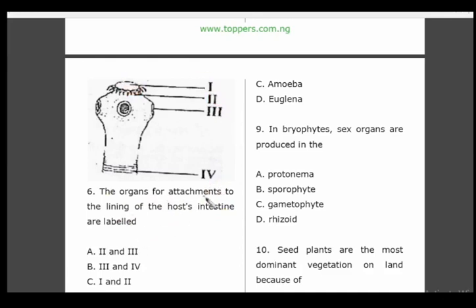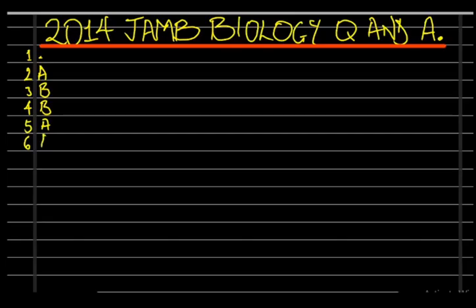So what are the organs of attachment for this particular substance? It is a parasite. So how does it affix itself to its host? It makes use of some of these organelles. So which ones does it make use of? It makes use of Roman numeral 3 as well as Roman numeral 2. So those are the parts that it makes use of. So that is option A. Option A is the part that it makes use of to attach itself to its host. So that is the answer to question 6, option A.